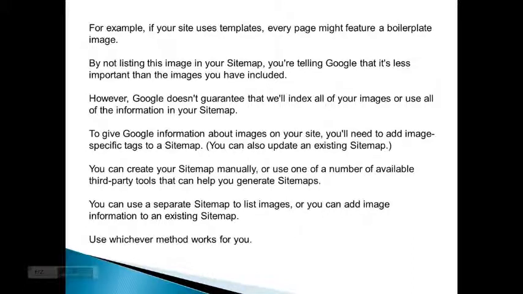To give Google specific information about images on your site, you'll need to add image-specific tags to a sitemap. You can also update an existing sitemap. Or you can create your sitemap manually, or use one of a number of available third-party tools that can help you generate sitemaps. You can use a separate sitemap to list images, or you can add image information to an existing sitemap. So use whichever method works for you.